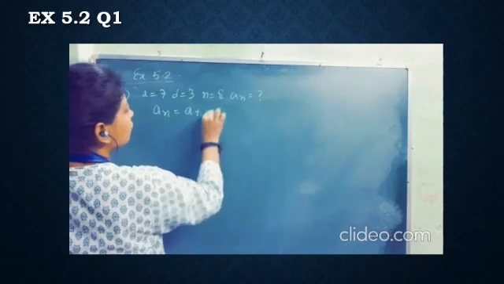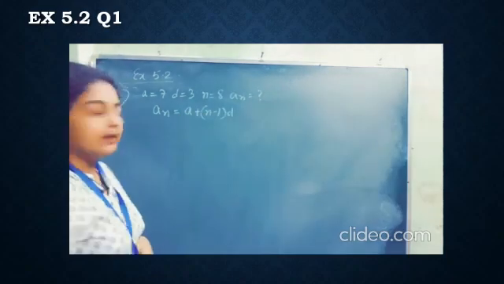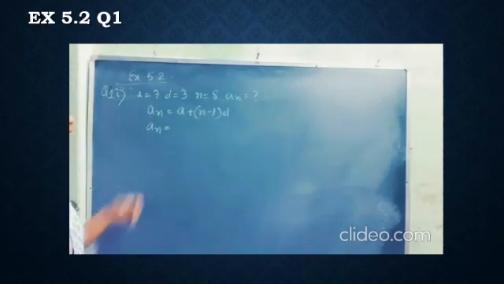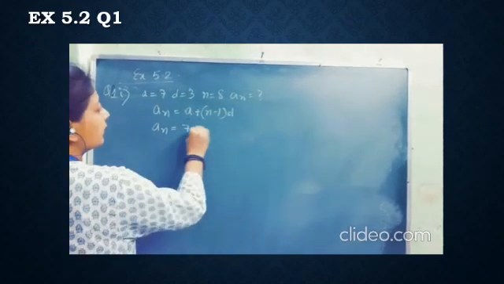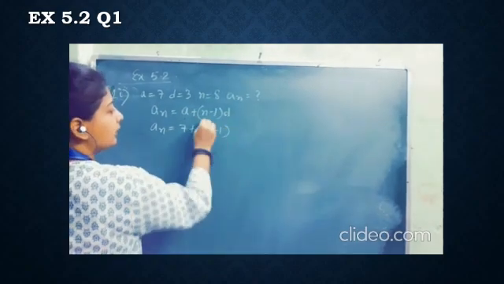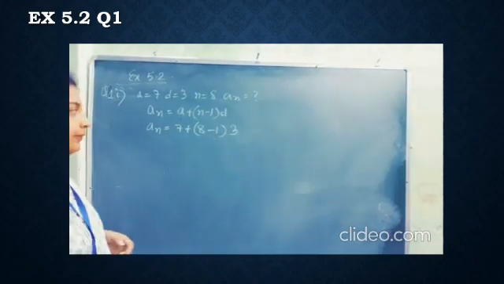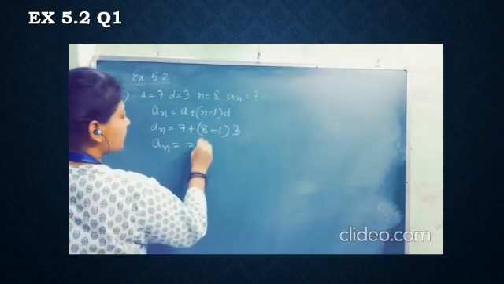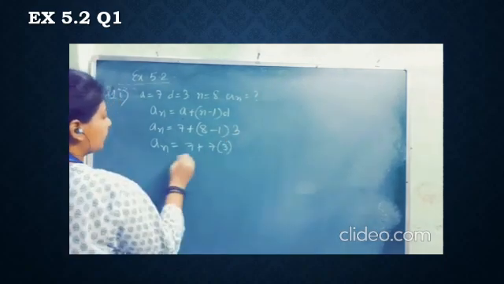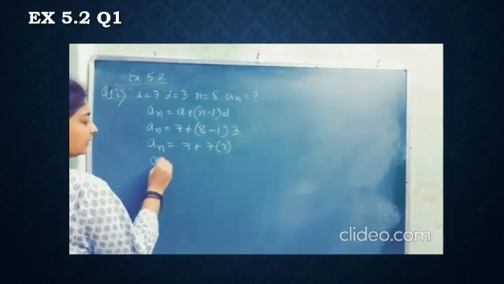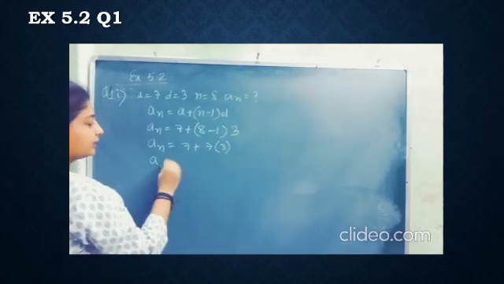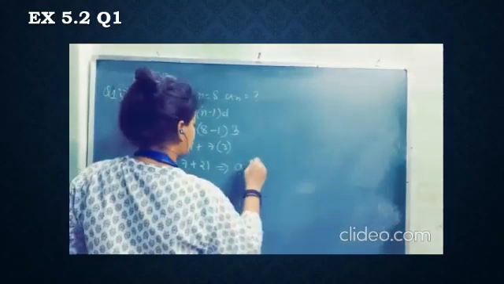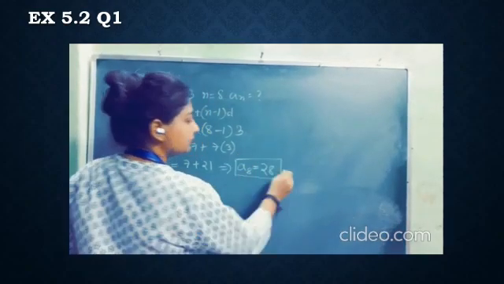an equals a plus (n minus 1) into d. We can write the value of an as it is because we do not know that value. In place of a, I can write 7. In place of n, I can write 8. And in place of d, I can write 3. This gives us an equals 7 plus 7 into 3, and in place of n, I can write 8 only. So a8 equals 7 plus 21. This gives me the value of a8 equals 28.